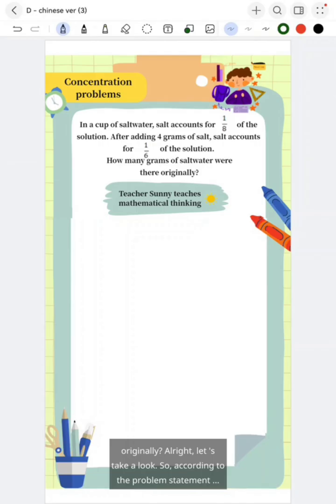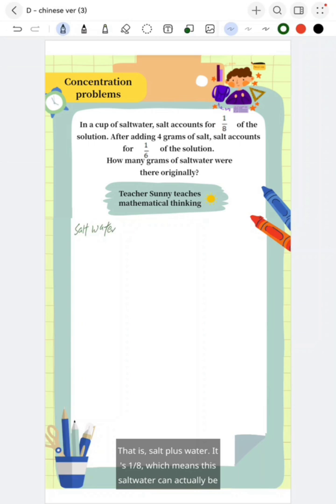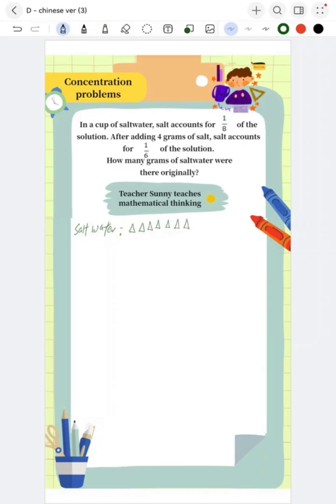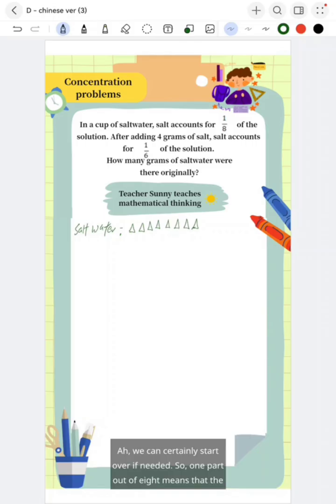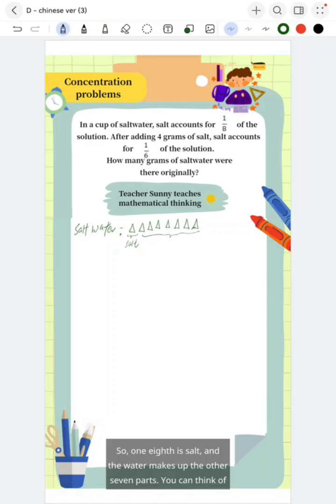So, according to the problem statement, salt water, that is to say, salt plus water, represents 1/8, which specifically means that this salt water solution can be evenly divided into 8 equal parts. So 1 part out of 8 means that the salt takes up 1 part of the entire salt water solution. So 1/8 is salt and the water makes up the other 7 parts.